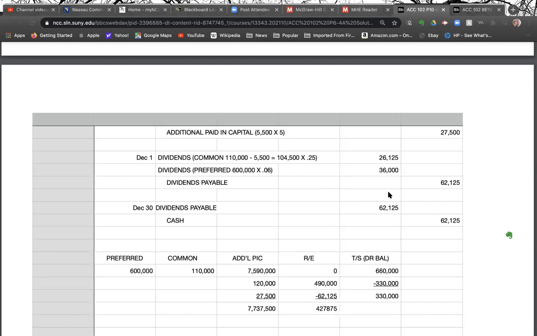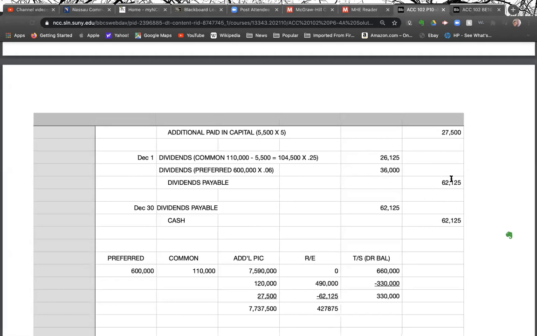So we're going to debit dividends. We know part of it is 36,000. That's the preferred portion. What about the common? Well, how many outstanding shares are there? We issued 110,000, and there are still 5,500 shares of treasury stock, so I have to subtract. That gives you 104,500 shares of common times 25 cents, which is 26,125. So debit dividends, again in two parts. The common part is 26,125. The preferred part is 36,000, and credit dividends payable for the total.